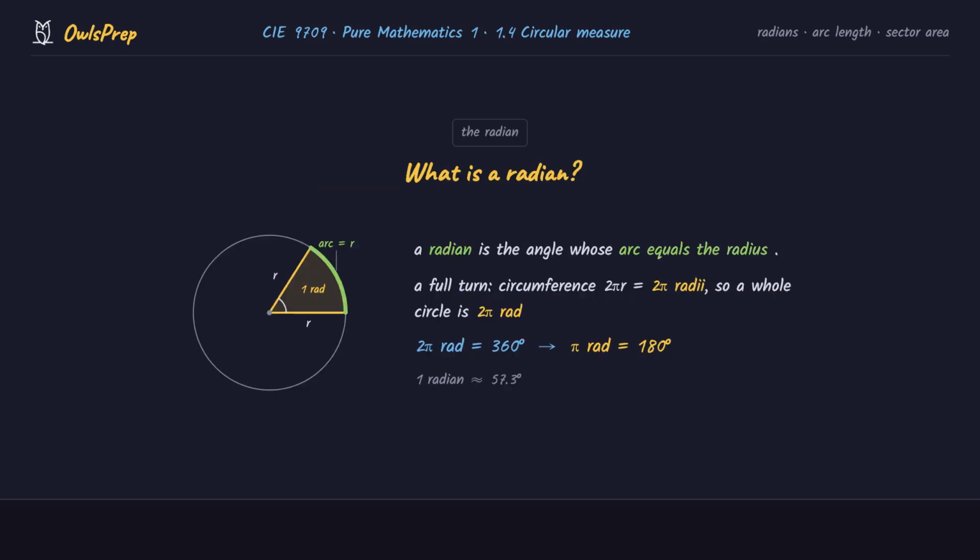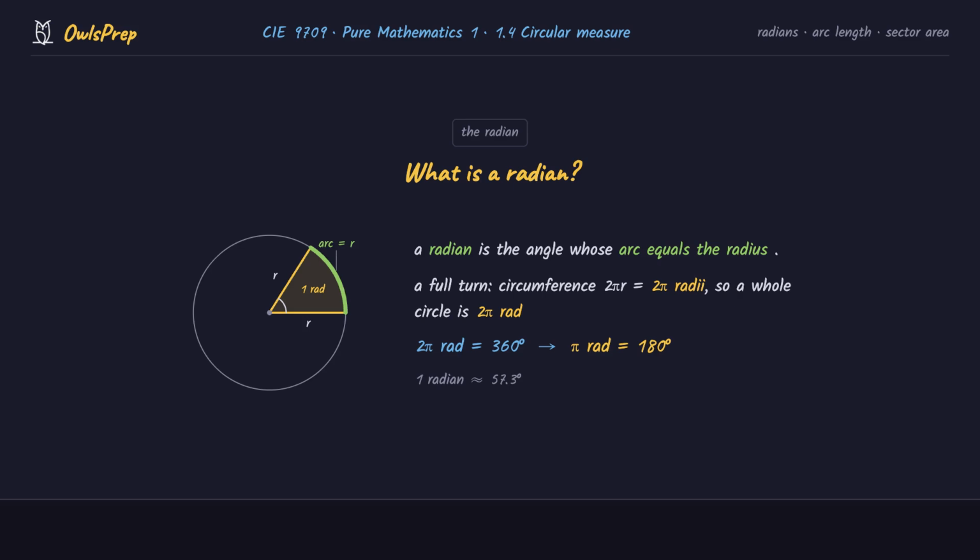Take a circle of radius r. If you walk along the edge an arc length exactly equal to r, 1 radius, then the angle you've swept out at the center is defined to be 1 radian. That's the whole definition. 1 radian is the angle whose arc equals the radius.